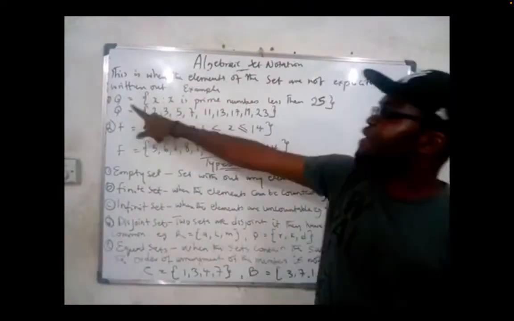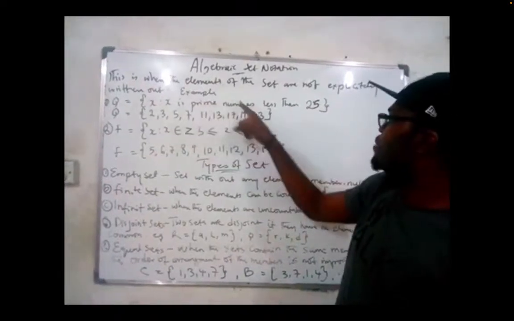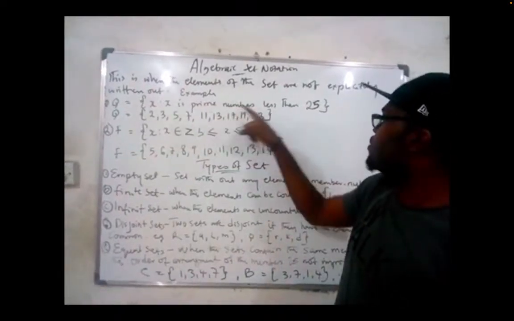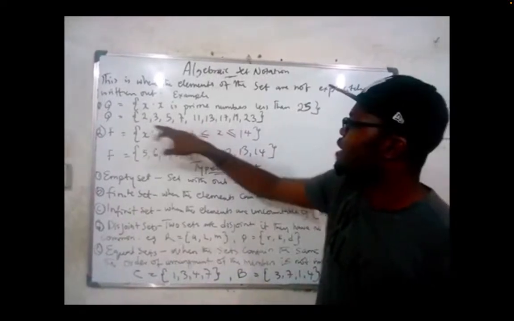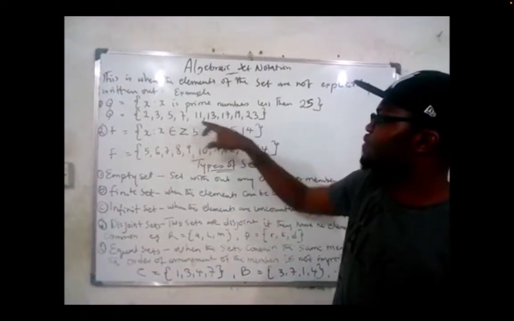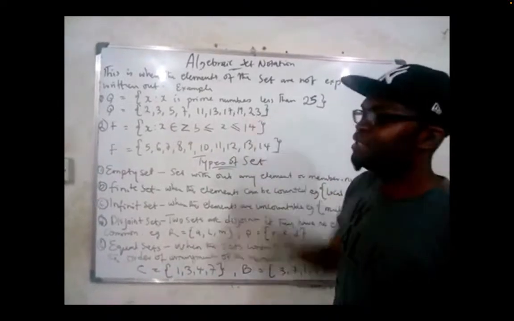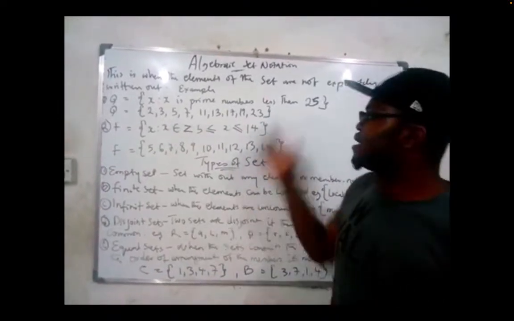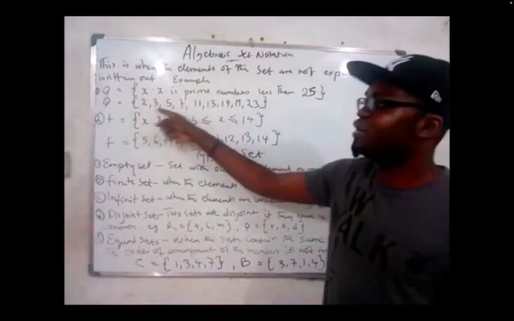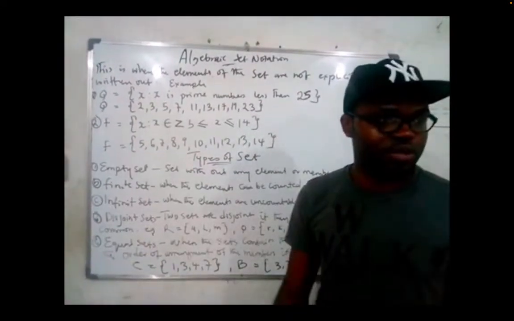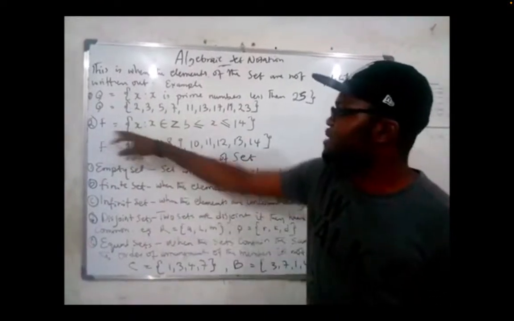Q is set of X so that X is prime number less than 25. And you can see that all the prime numbers that are less than 25 are 2, 3, 5, 7, 11, 13, 17, 19, 23. In subsequent classes, I will be giving you assignments. I will write in algebraic set notation and I will require you to write it in the explicit form. You understand? Now check out this second one.